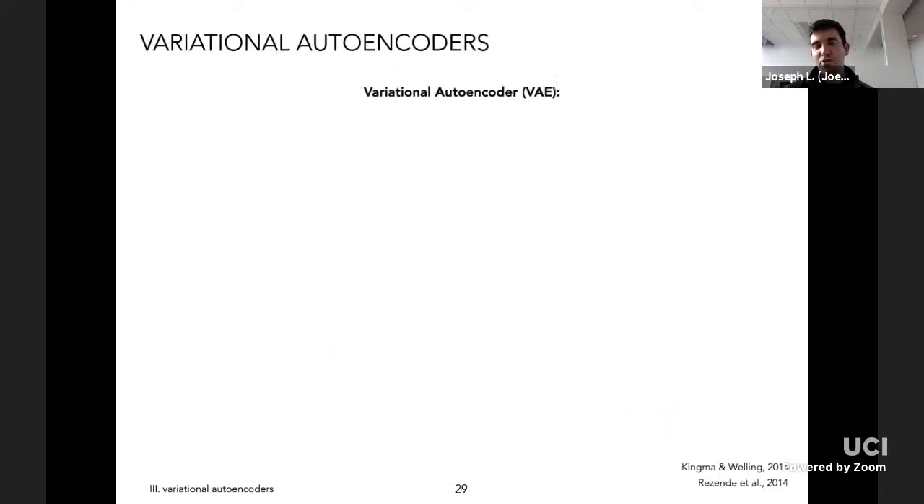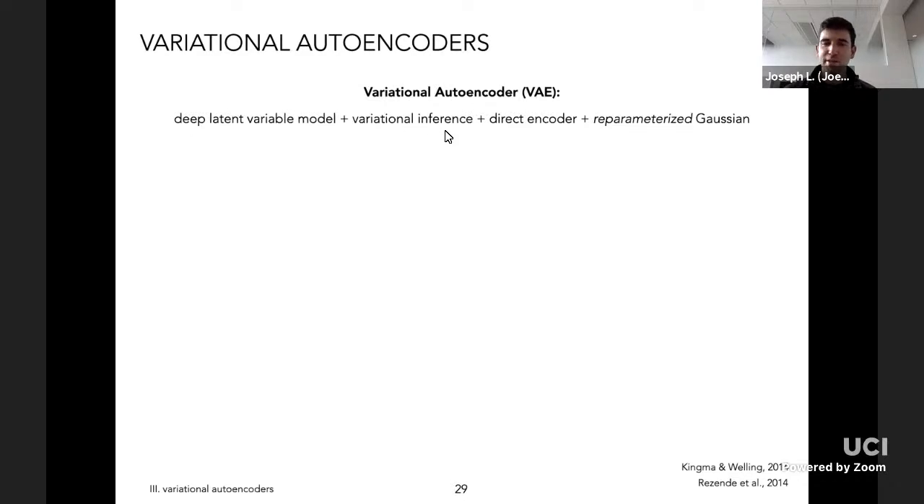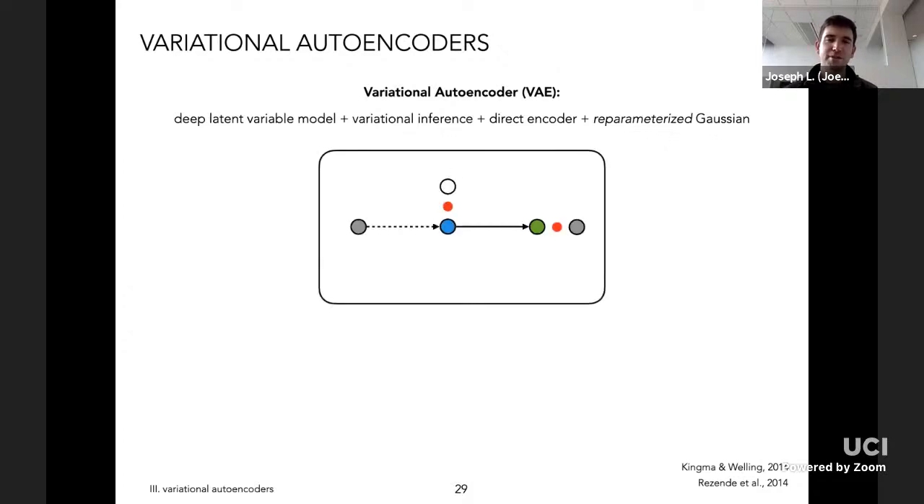So just to walk you in a little more detail through these variational autoencoders, the idea is we're going to combine a deep latent variable model with variational inference, this kind of updating scheme, and then we're going to have this encoder. And in order to backprop into the encoder and get gradients for our encoder parameters, we're going to reparameterize the sampling. It's just a way of getting gradients through a sampling process.